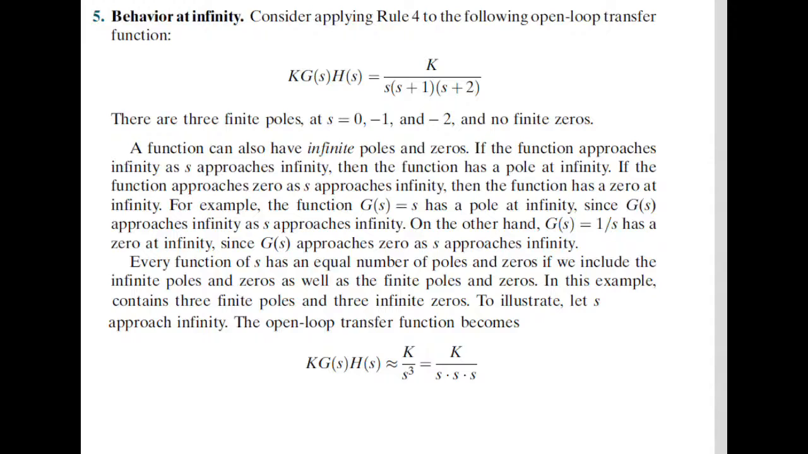Now we apply rule 4 to the open loop transfer function. Let us suppose that we have an open loop transfer function with three finite poles, that is s equals 0, s equals -1 and s equals -2, and no finite zeros. Now the function has infinite poles and zeros. If the function approaches infinity as s approaches infinity, then the function has a pole at infinity.